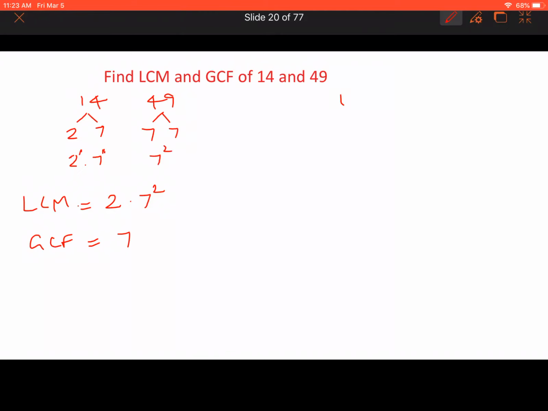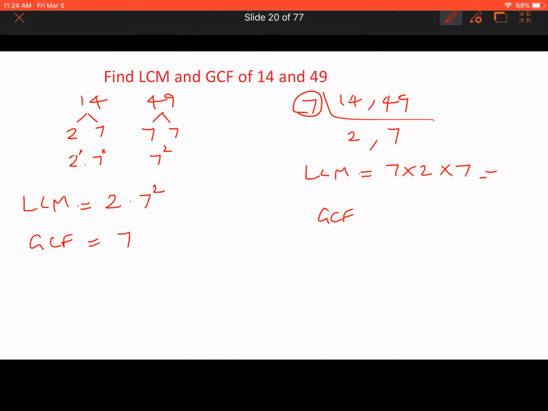Okay, let's do it with the ladder method. So 7, I'm taking 2 times and 7, right? So LCM can be written by multiplying all the possible factors. Okay, and GCF is the number which is commonly dividing both the given numbers, that is 14 and 49, so that is going to be 7.